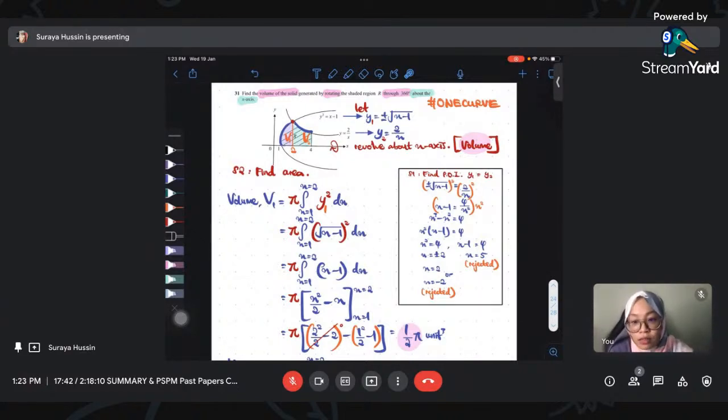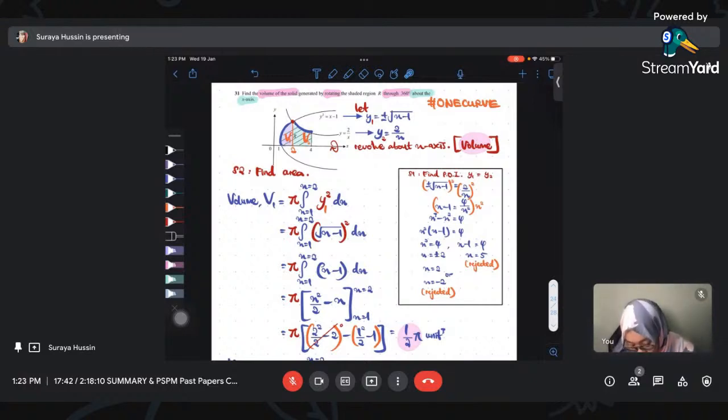Saya nak kamu tengok je lah nombor 31 ni. I look at this question and I know instantly that I have to break it into two regions of volume. Jadi this is volume 1, this is volume 2. It's okay, A, B pun boleh, V1, V2 pun boleh. Up to you guys. Yang penting nanti di hujung kamu combinekan dia.